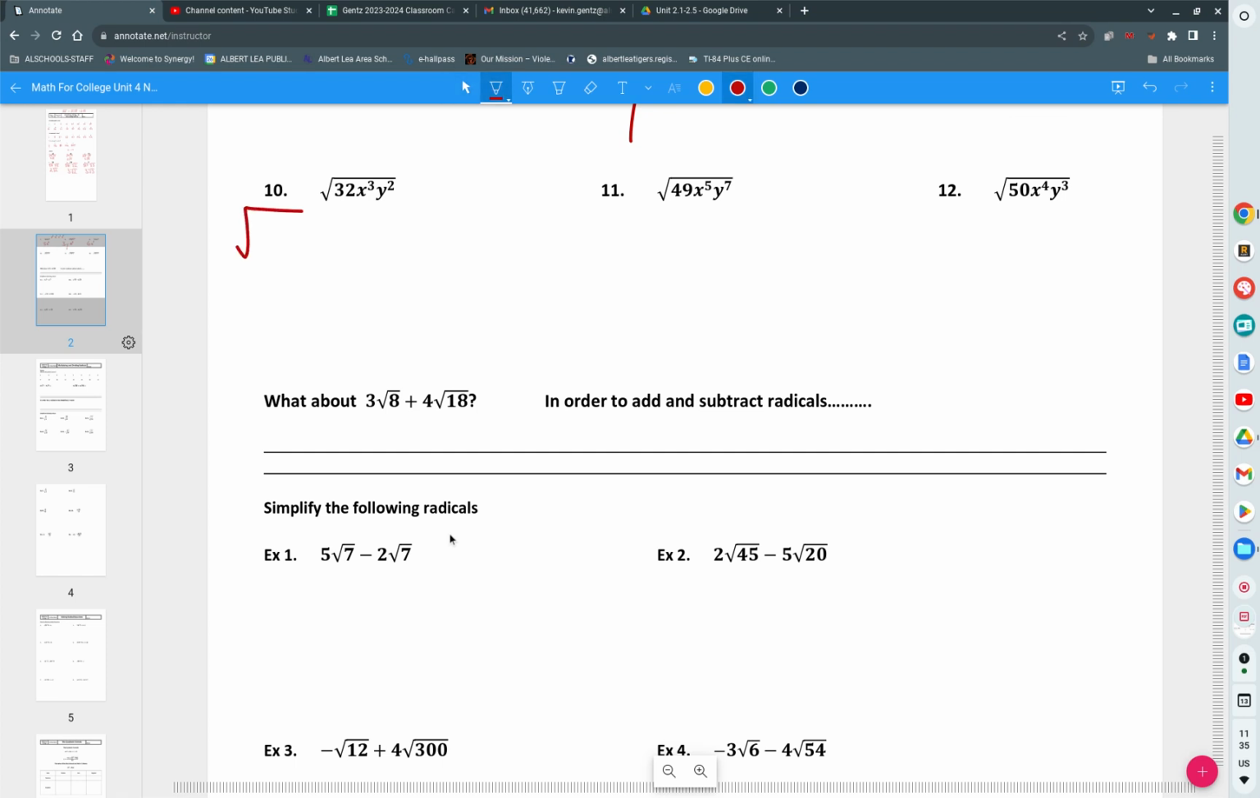I have the square root of something times the square root of something. What is the perfect square that divides evenly into 32? So I put 16 here. What do I put on the other side? 2. X cubed is not a perfect square, is it? So I have to change it. I start to reduce the exponent. Instead of x cubed, I'm going to try x squared. Is x squared a perfect square? Yeah. So I can put an x squared here, but then what do I have to put over there? An x.